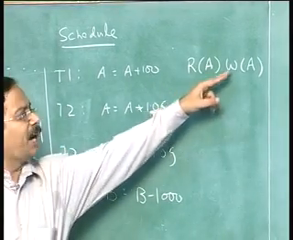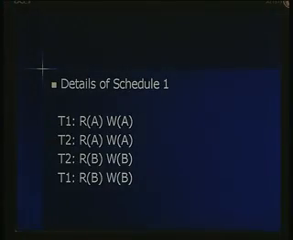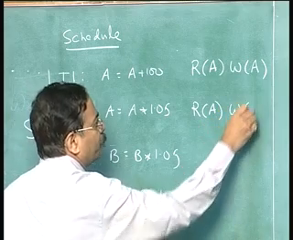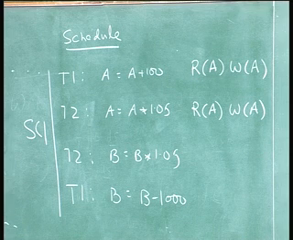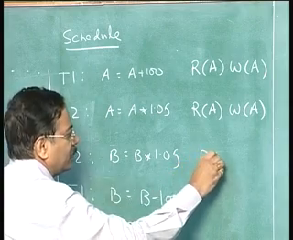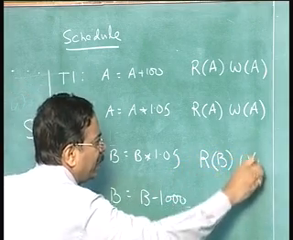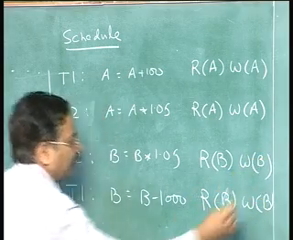It is reading the old value of the bank account balance of account A and writing the new value for the balance here. T2 is also doing a read of A and write of A, because you are computing the new value of A by calculating the interest that is payable for this account. In a similar way, we can also write for B: read B and write B, and read B and then again write B. Okay.